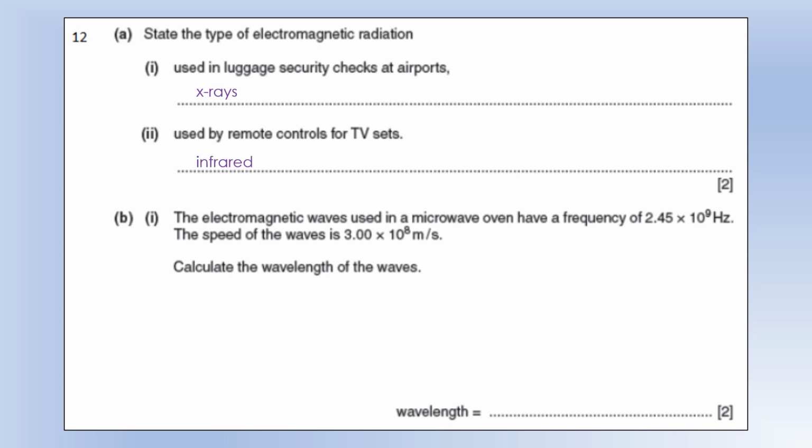Electromagnetic waves used in a microwave oven have a frequency of 2.45 times 10 to the 9 hertz, or 2.45 gigahertz if you like. The speed of the waves is 3 times 10 to the 8 meters per second. What is the wavelength? We can use the wave equation here. We can rearrange to make wavelength the subject, plug the numbers in, and we get 0.12 meters or 12 centimeters if you prefer.